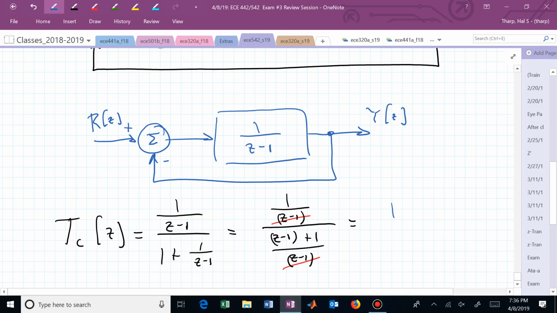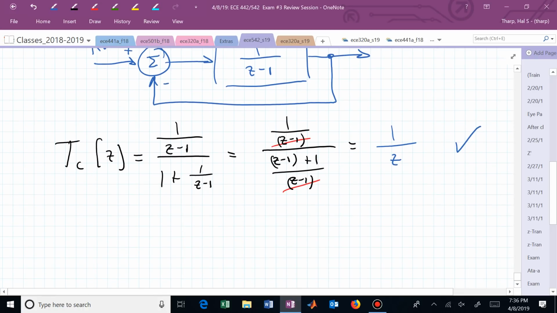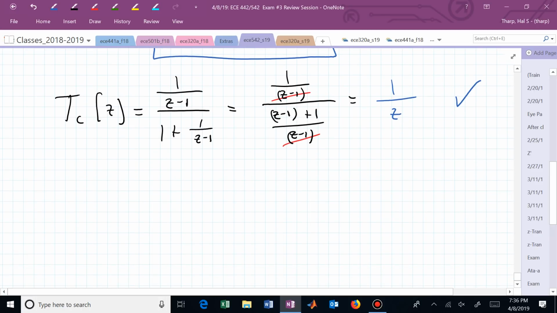And what have we found? Yay! That's exactly what we said we were going to achieve. We said our closed loop transfer function was going to be 1 over z, and in fact, with that controller and plant combination, it indeed was. And what did we do? We really canceled a pole at the origin and a 0 at 1/2 with our controller to give rise to this closed loop transfer function of 1 over z.